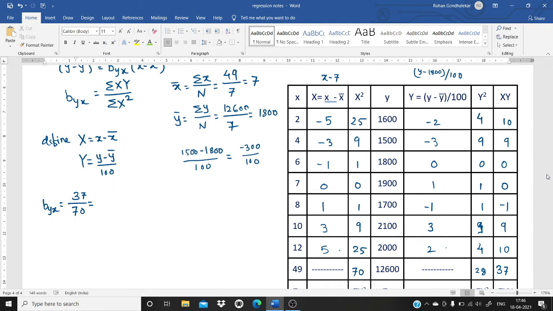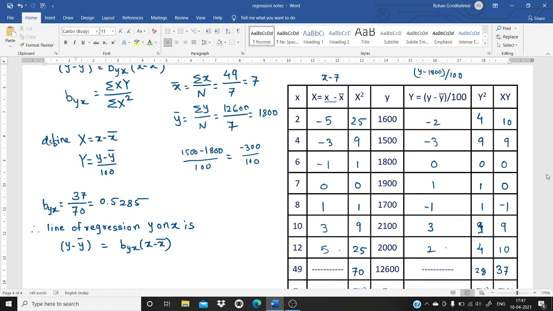So what will be the division here? The division is 0.5285. Is it? Now, therefore, the line of regression y on x is, the formula is y minus y bar is equal to byx into bracket x minus x bar. That means here I am using the capital Y and here I am using the capital X.